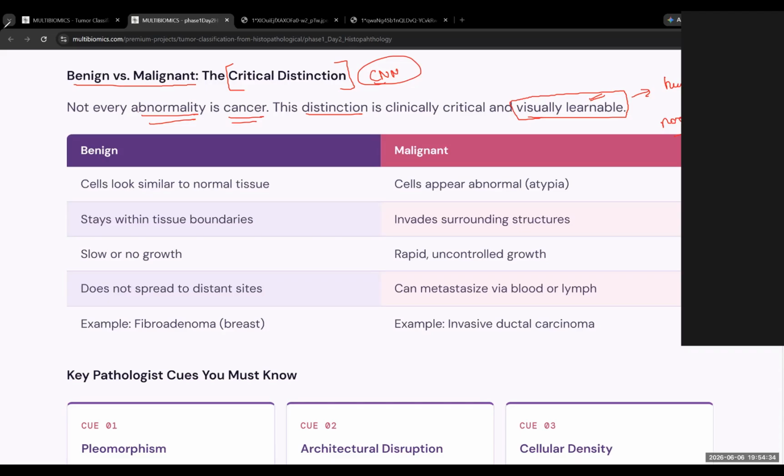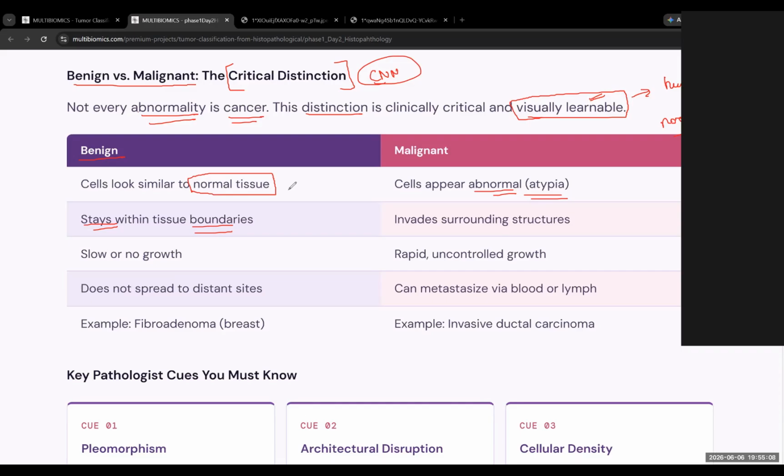So not every abnormality is a cancer. For benign tumors, what you will see is that the cells are more inclined towards the architecture of normal tissue. But in malignant, there will be more atypia, like they are abnormal and not of the same types. Benign tumors also stay within their boundaries.